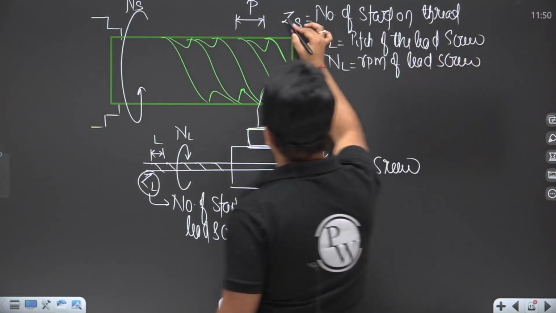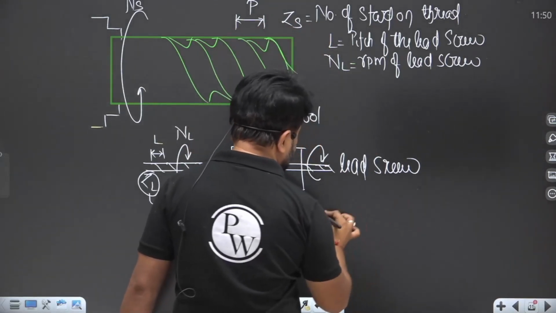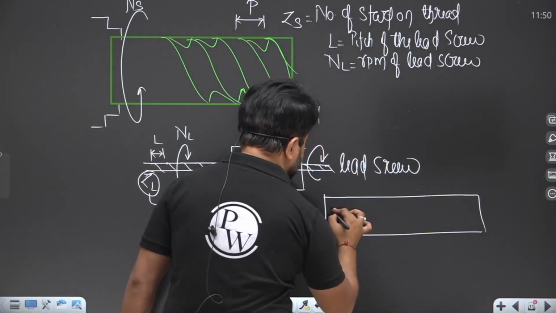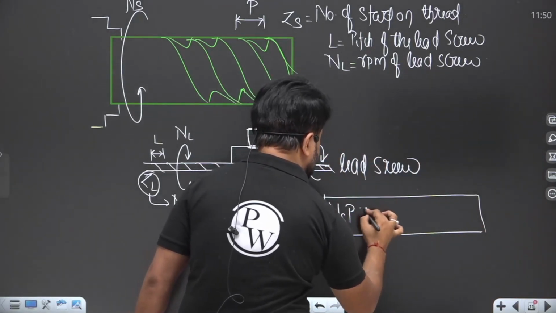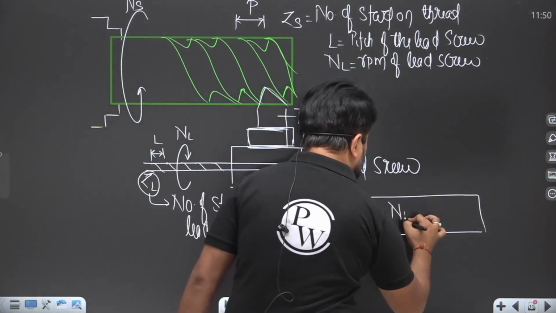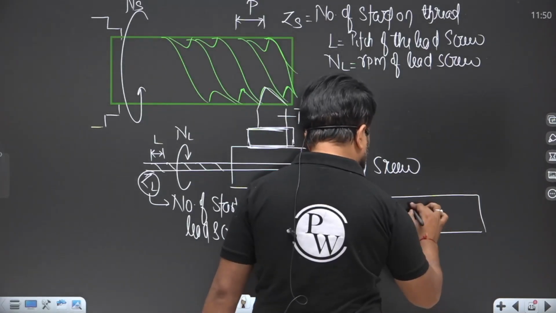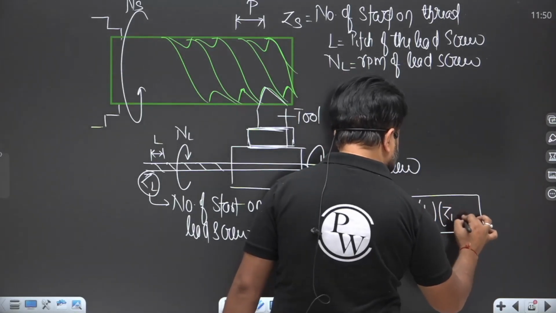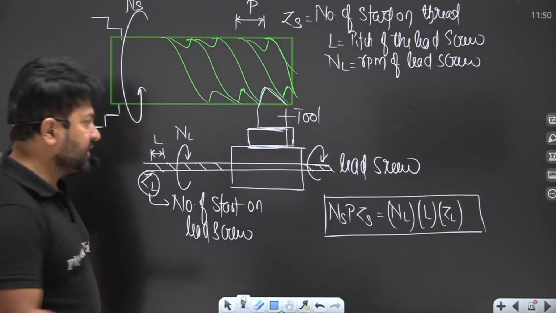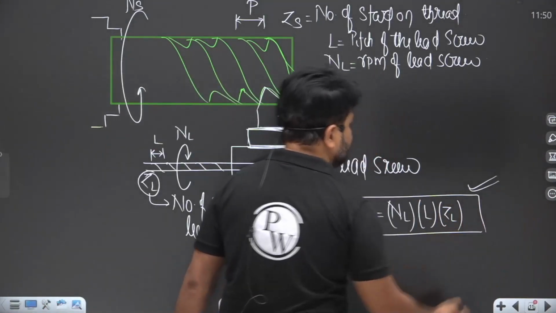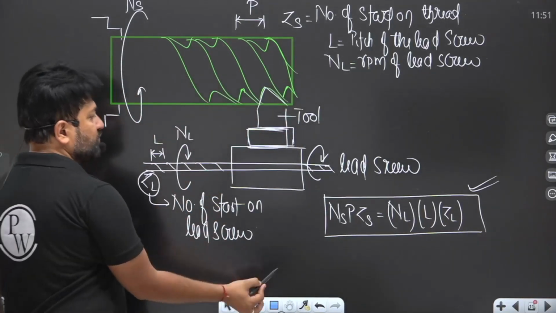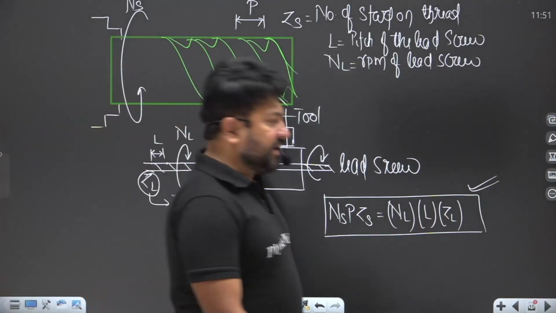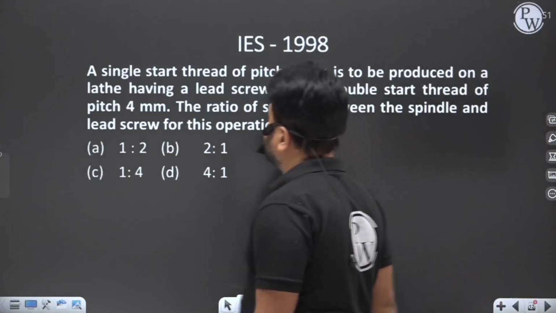So to cut the desired pitch on the workpiece, the relation should hold good, otherwise the desired pitch is not going to be produced. That is, NS into P into ZS equal to NL into L into ZL, right? This is the desired equation which the tool and workpiece have to follow during the threading operation. Otherwise, the desired thread is not going to be produced.